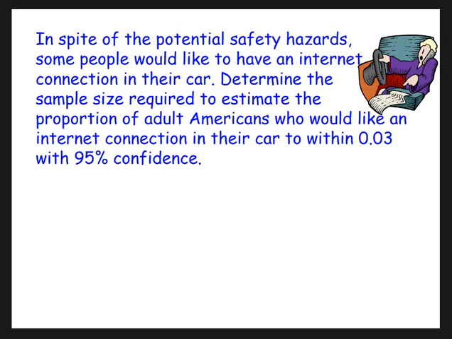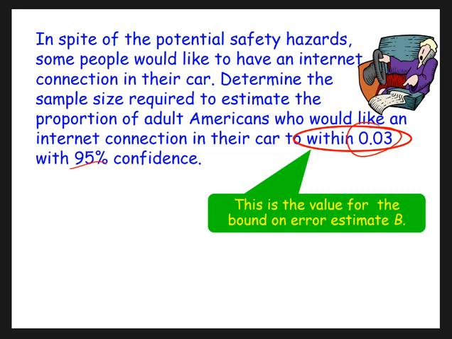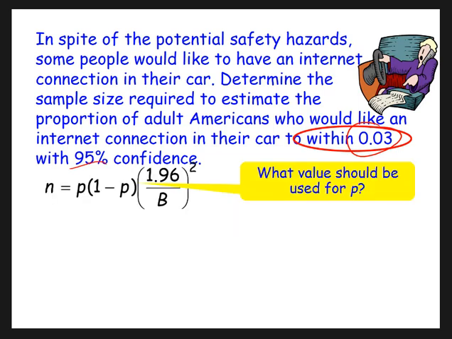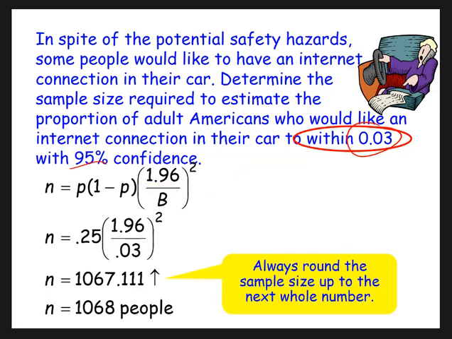So in spite of potential safety hazards, some people would like to have an internet connection in their car. Determine the sample size required to estimate the proportion of adult Americans who would like an internet connection in their car to within 0.03. So we want our bound on our error to be within 0.03. For 95% confidence, 1.96 will be our Z critical. So that's a bound on our error. 1.96 is our critical value of Z. For P, since we don't have an estimate, we're going to use 0.5.